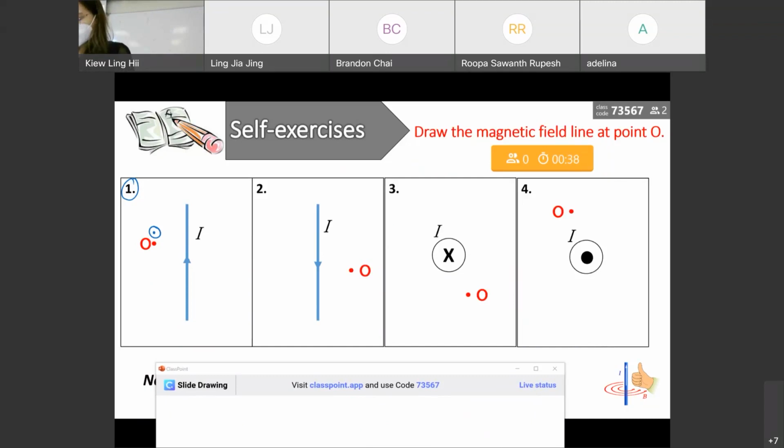You can go to your browser, classpoint.app, and the class code is 73567.